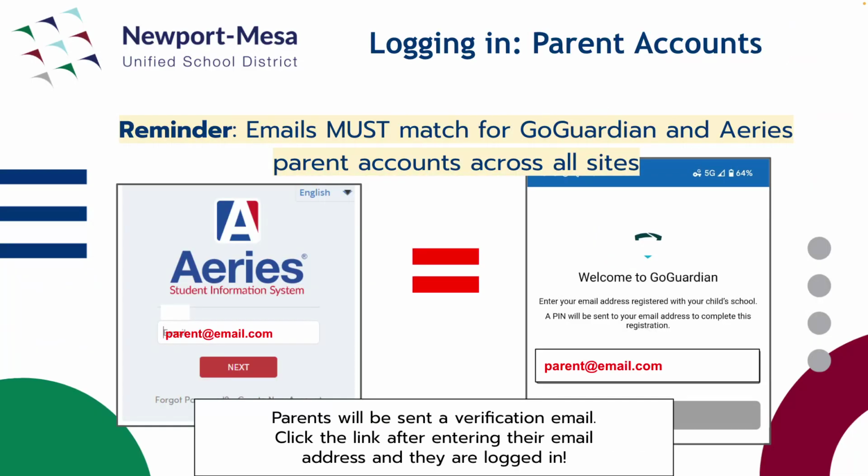You will have an account automatically created for you if you are a parent contact on your Student Aries account and also have an Aries Parent Portal account. The email address you use to sign into your Parent Portal account will be the email address that you use to log in to GoGuardian Parent. Enter this email address into the welcome screen. You will be sent a verification email. Click on the link after entering your email, and you are now logged in.